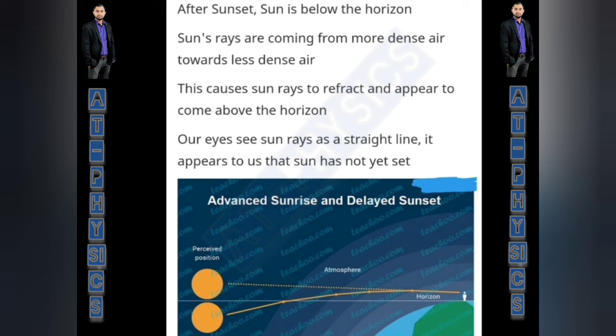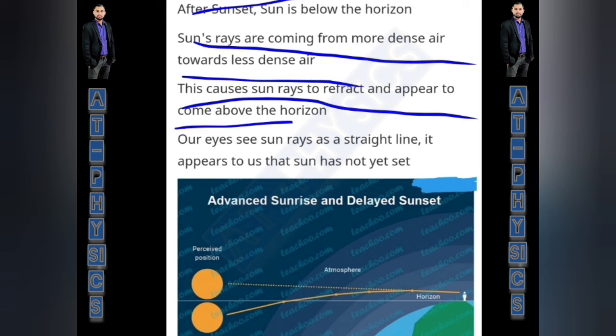Look at this diagram, and similarly the same thing happens for the delayed sunset. The sun's rays come from the denser medium towards the less dense medium. This causes the sun's rays to refract and appear to come from above the horizon. So we can say the sun has not set yet, but we feel that the sun is still there. So that is the delayed sunset and advanced sunrise.